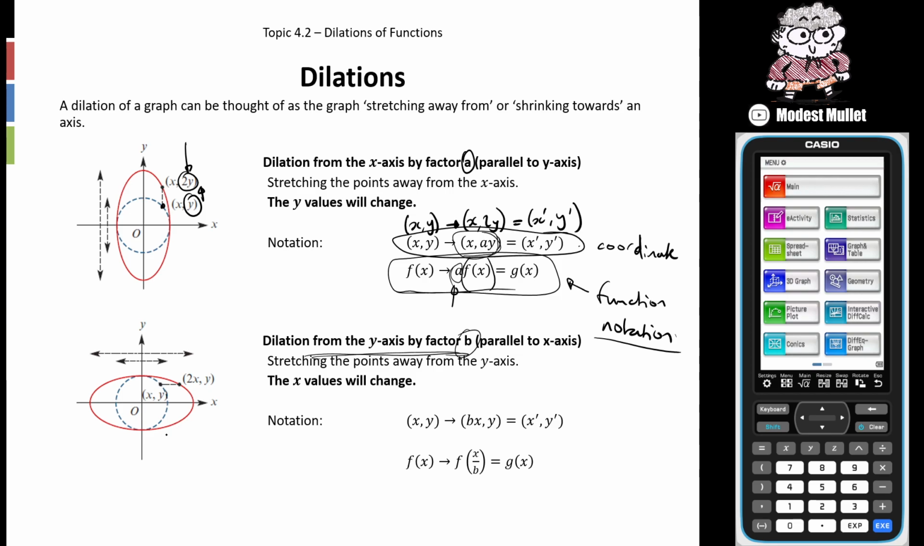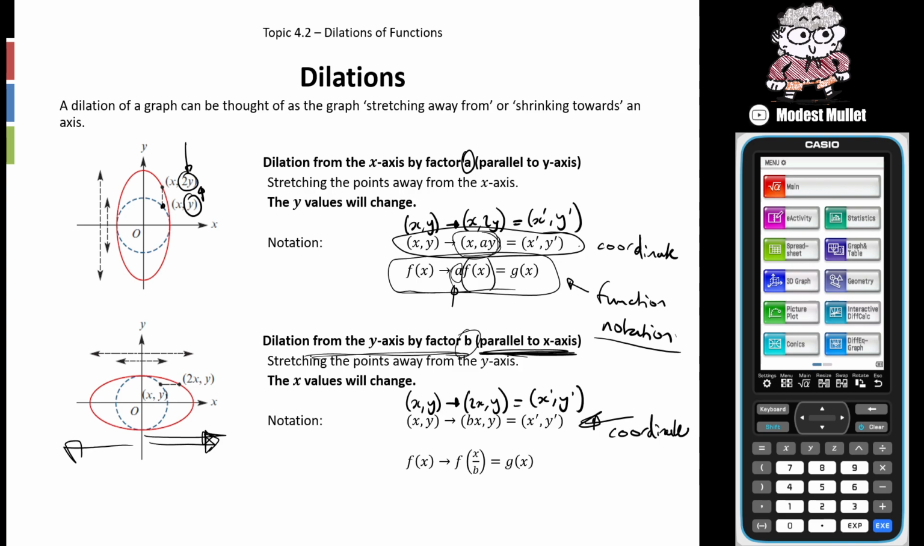Okay, we can see from the y-axis we're stretching away. From the y-axis in this case, our x-coordinate is 2 times further across. So for this mapping, our x-coordinate is twice as far across, but our y-coordinate is the same. And that gives us this coordinate notation. This can also be referred to as parallel to the x-axis. We're stretching parallel to the x-axis.